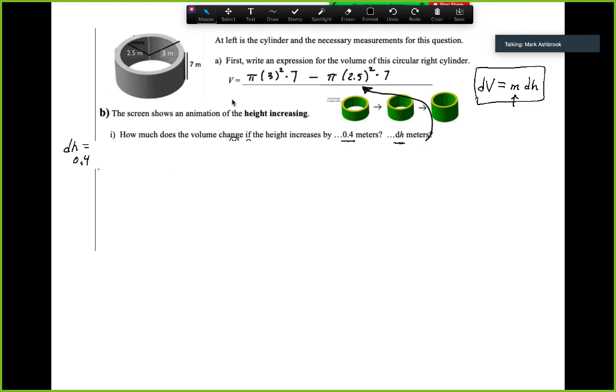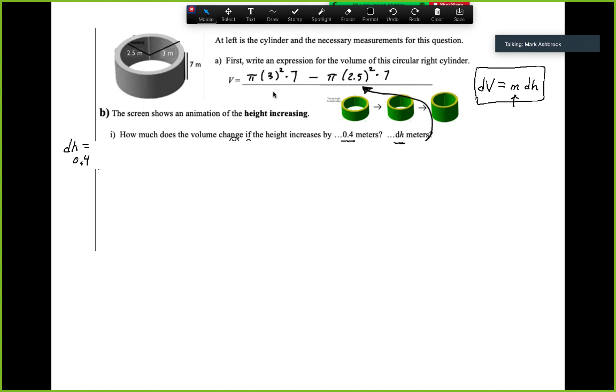How do we find a change in a quantity? Well, one way we can think of that is final volume minus initial volume. So what's the volume after we change the height by 0.4, minus the original volume? And that'll give us the change in volume. Does that make sense? You've been doing that a lot with function notation, right? The variation in a quantity is the final value of the quantity minus the initial value of the quantity.